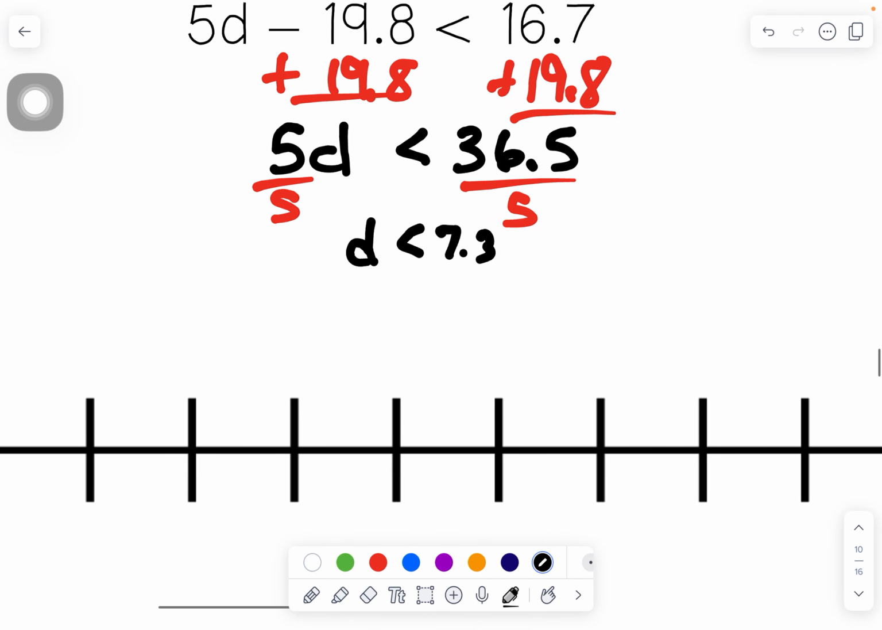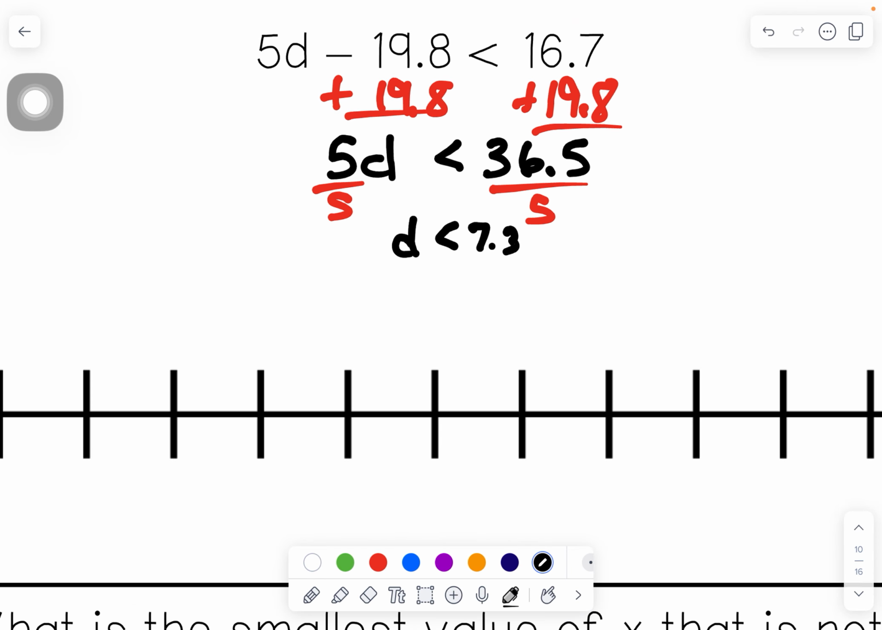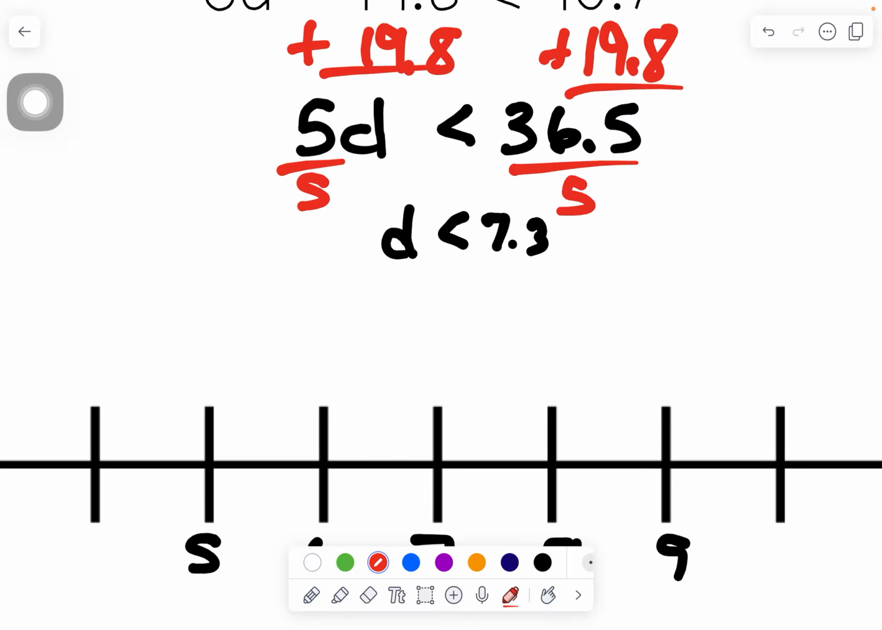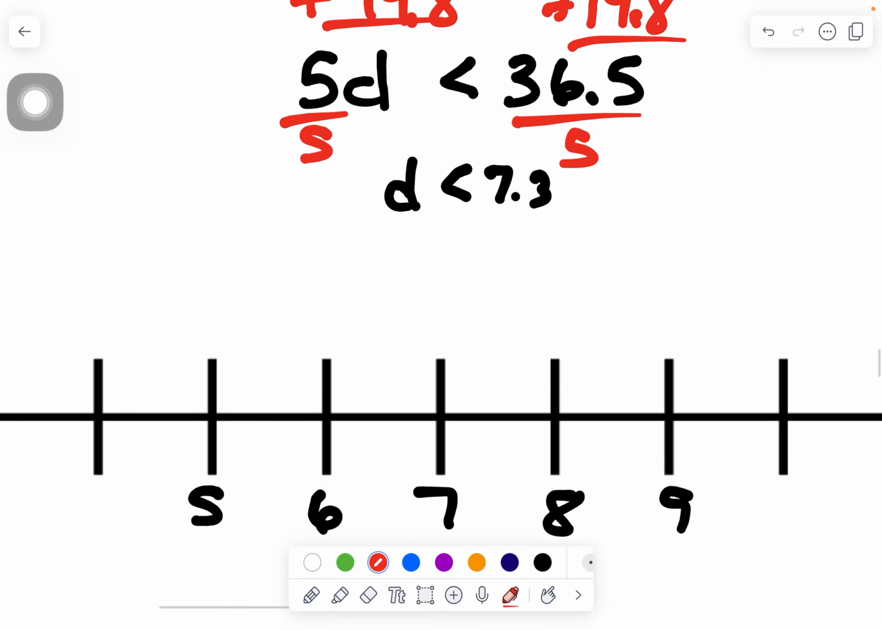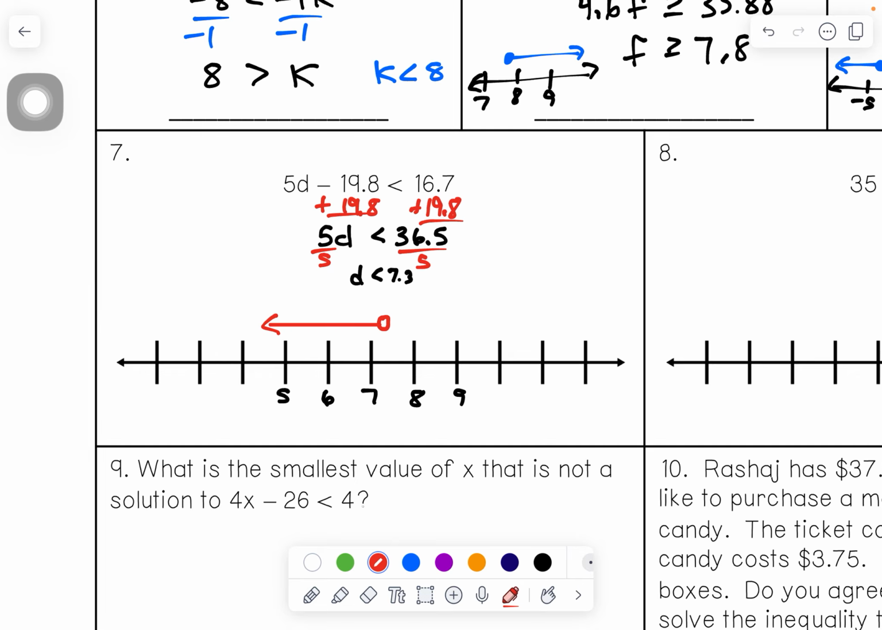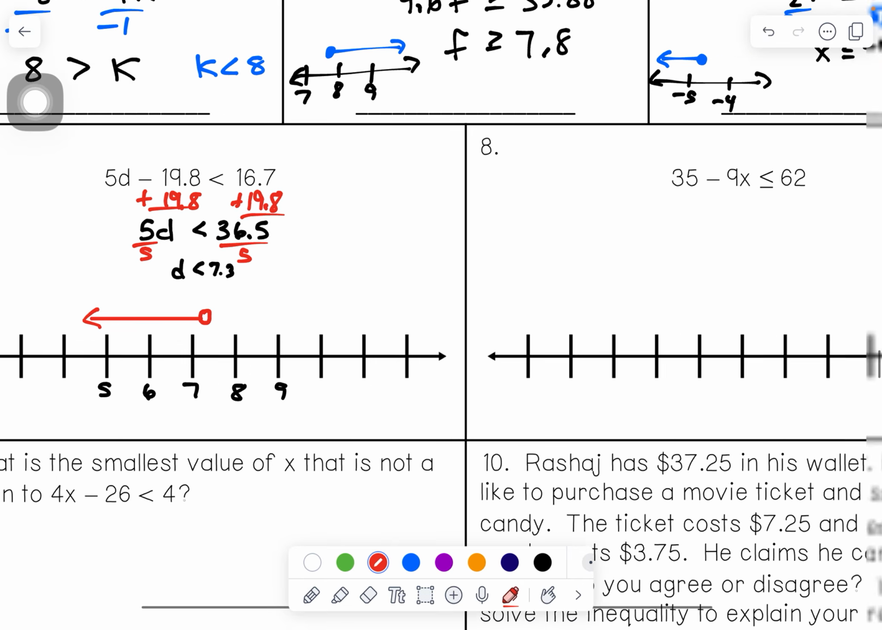Again, on your number line, I'm just going to number this however I want. Let's say this is 5, 6, 7, 8, 9. If I'm plotting 7.3, first of all, it's going to be an open circle because it's a less than symbol with no equals. 7.3 is closer to 7 than it is to 8. And I'm going to shade to the left because it's less than. So that's sort of your thought process as you graph that.